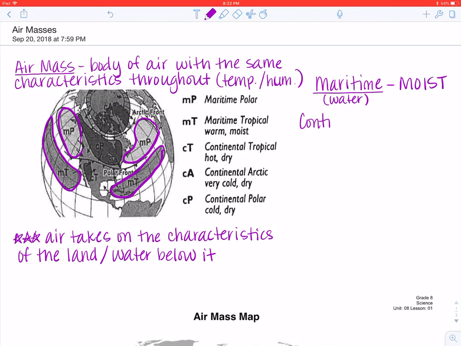Okay, now we also have this word continental. Continental has to do with land. So what would you expect air over land to feel like? Yeah, it's going to feel very dry. So that would be like this air mass here, the CP and the CT. They're both on land.